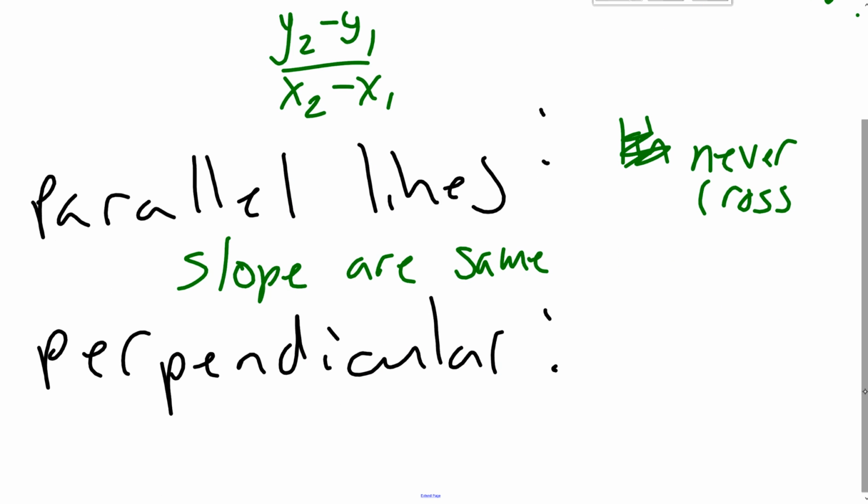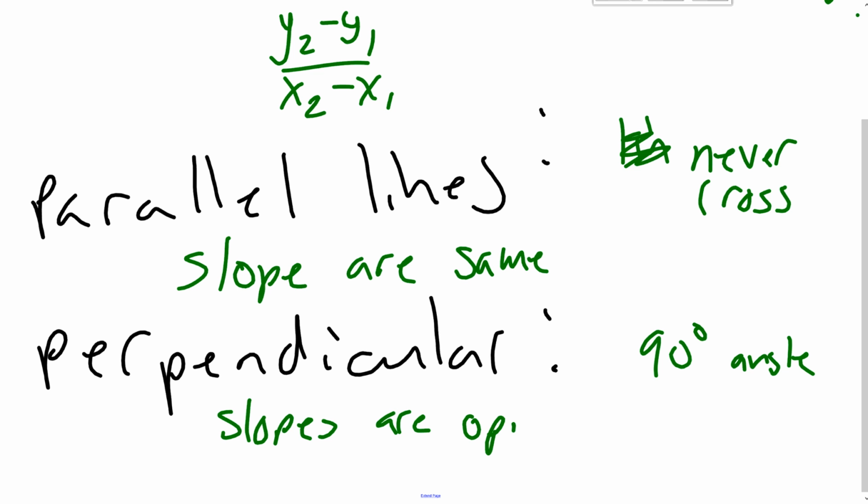And then perpendicular, they are going to cross at 90 degrees. That's what you're going to say, 90-degree angle, which means that they do cross, of course, but their slopes are, and that's the important thing, opposite, which means I change the sign. And reciprocals, which means I flip the fraction. I don't know if the spelling's right, but perpendicular lines have slopes that are opposite reciprocals.